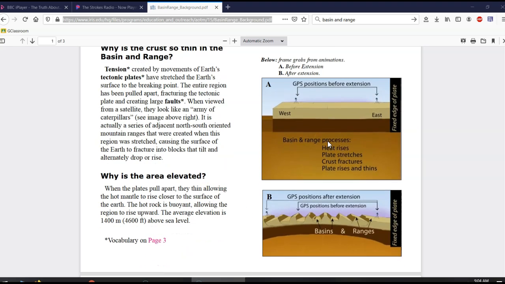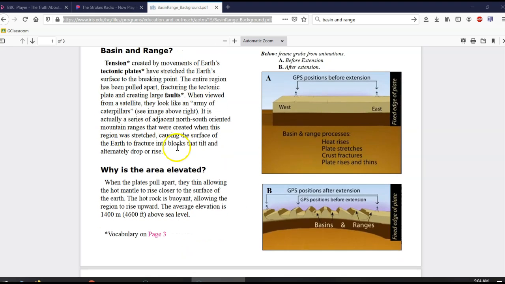So let's look at these diagrams, because I honestly read stuff like this and then I just want to see what it looks like in a diagram. So luckily this has some diagrams. These are frame grabs from an animation. So this means there's a model that they made to show what happens in the basin and range to form these landforms. And so here's before and here's after. Which is funny because A is before and B is after, even though they start with opposite letters, but A comes first, right?